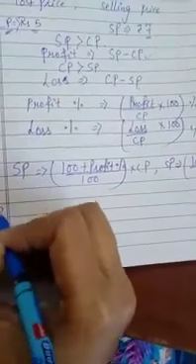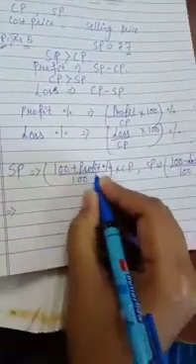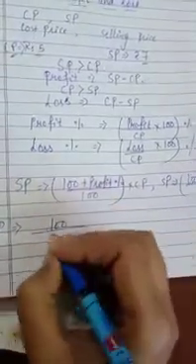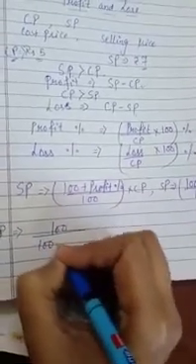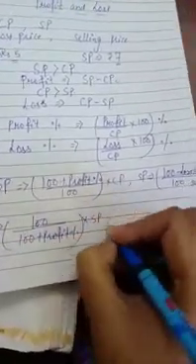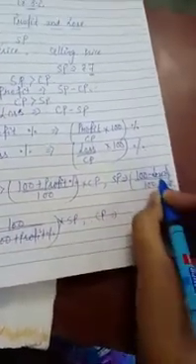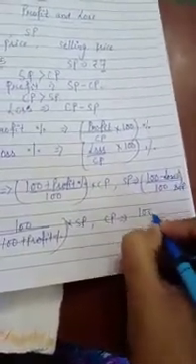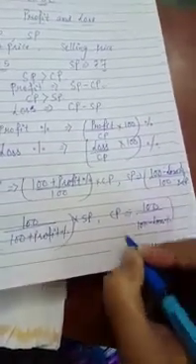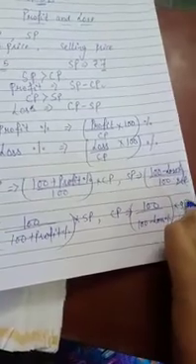Next, how we can calculate the cost price whenever the profit percentage or loss percentage is given. Similarly, the reciprocal: 100 upon 100 plus profit percentage, multiply by SP. Again, wherever loss percentage is given, 100 upon 100 minus loss percent, multiply by SP. So these are the formulas.